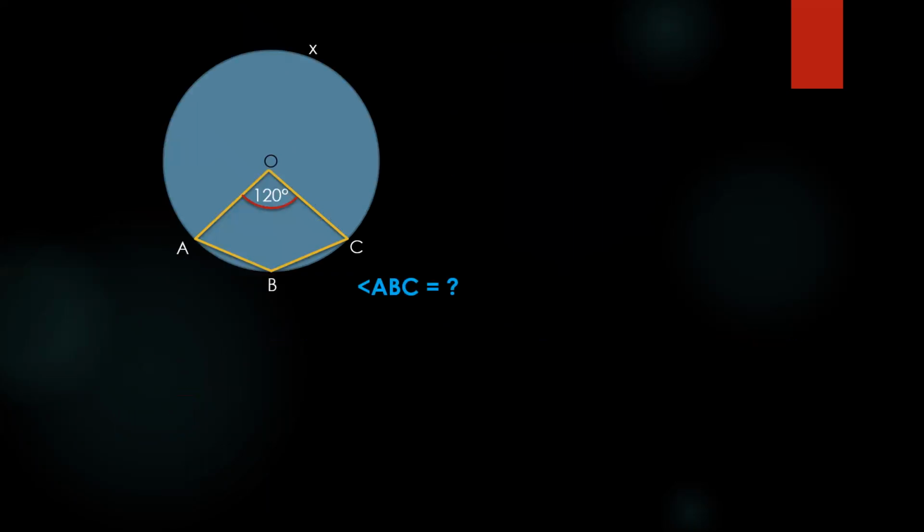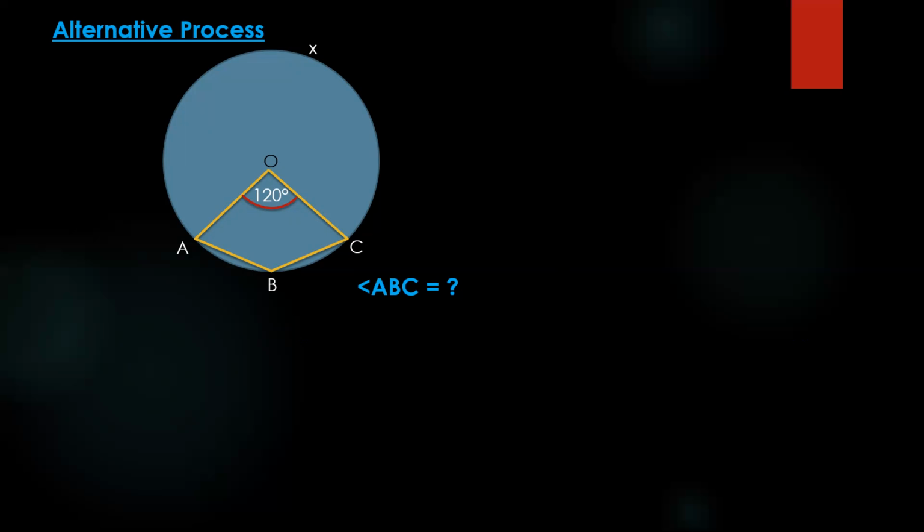Now, look at the same problem once again. Here, it is the same problem and we're trying to find an alternative process, okay? And let's see, this time we are not using the cyclic quadrilateral property here. Instead, we are trying to use the central angle concept.